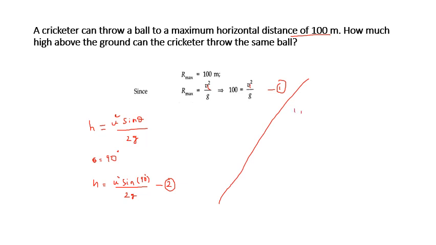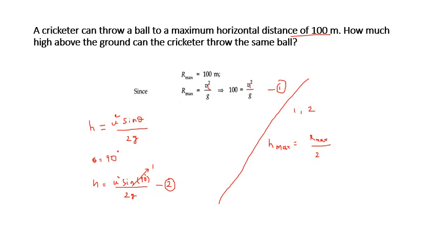Compare equation 1 and 2. The first equation is U squared by g. In the second equation, what is sine 90, students? Sine 90 is 1. So U squared by 2g is what you got in the second equation. So while comparing equation number 1 and 2, you will get h max, the maximum height in vertical direction, is equal to R max, the maximum horizontal range, divided by 2.